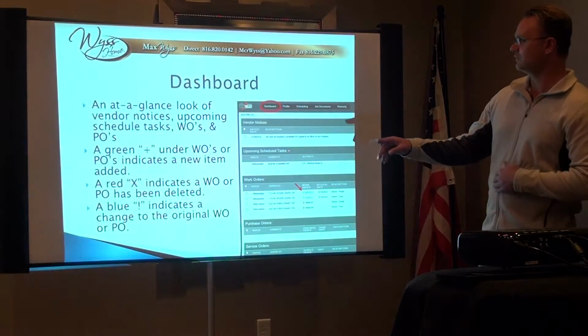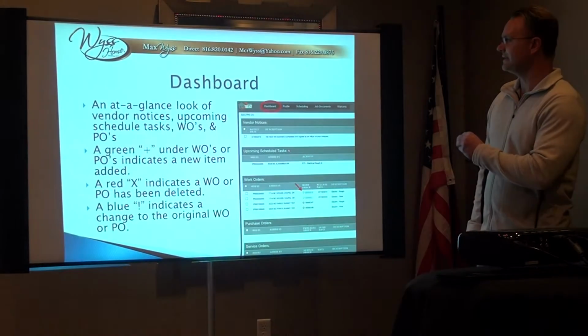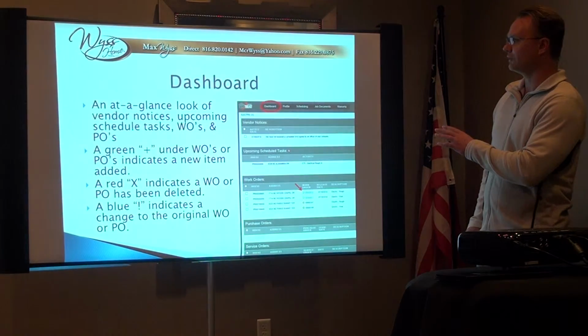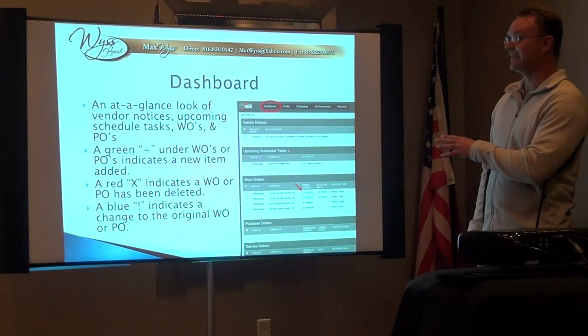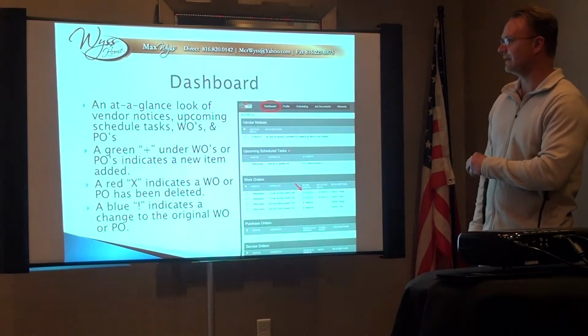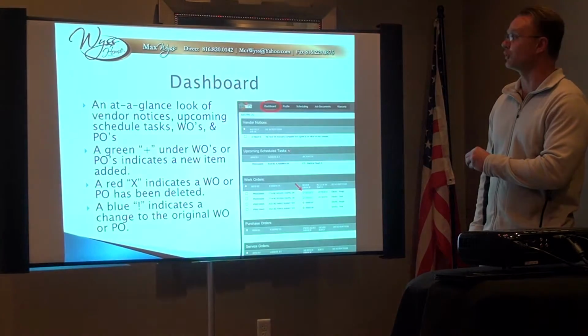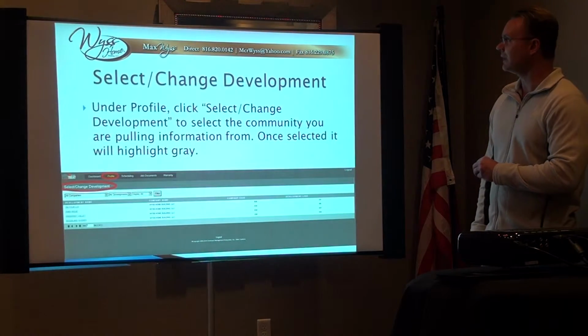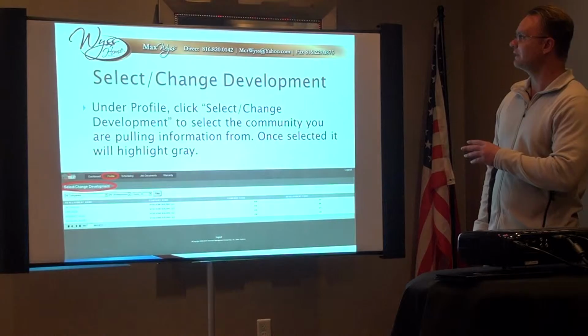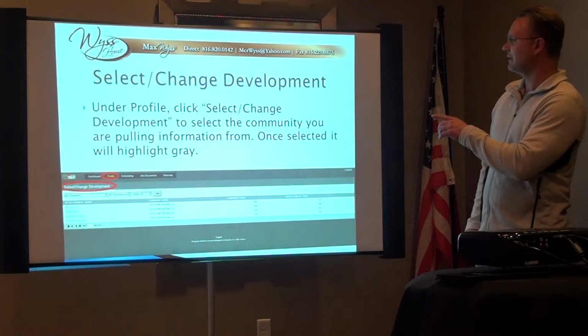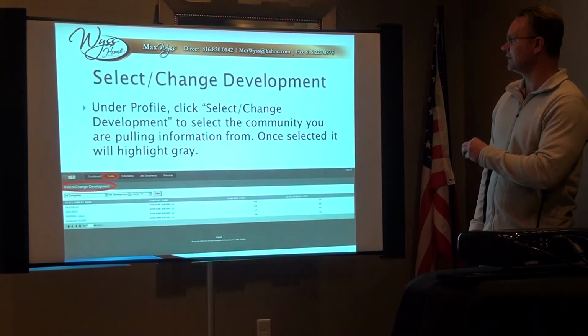You can go to work orders and see the new items, which are green. The red items indicate that the work order has been deleted, and the blue indicates a change to the original work order. If you go to development, you can click under select change, and you can pull the information up from here.